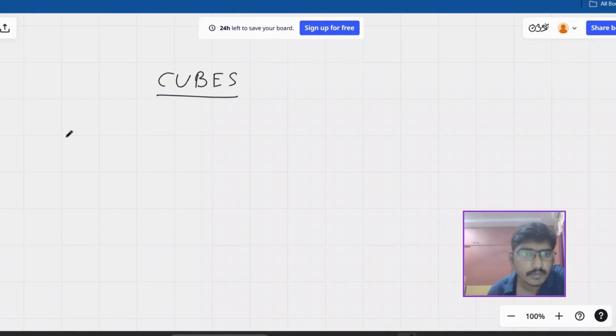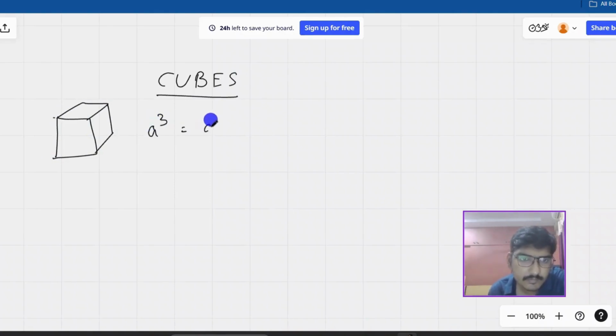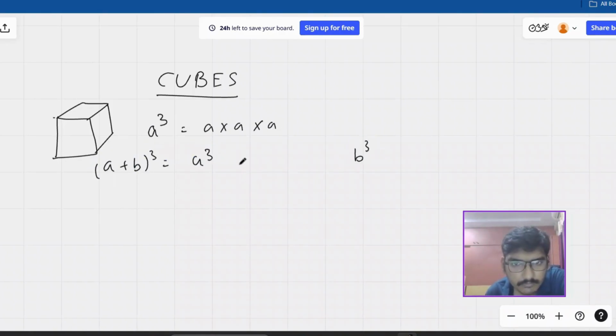Here you know that a cube is represented as a into a into a. We all know this formula. And after that, a plus b whole cube is nothing but a cube and b cube. In the middle there will be 3ab of a plus b, right?